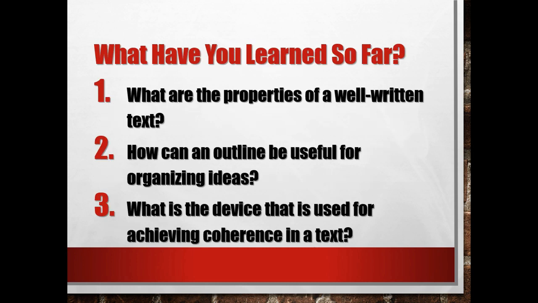Now, these three questions will have to be given to you in a form of an activity. But so far, what have you learned? One, the properties of a well-written text. There are four. Two, how can an outline be useful for organizing ideas? And three, what is the device that is used for achieving coherence in a text? Basically, these three review questions at this stage, dapat kailangan mong sagutin. If not, you may just go back.